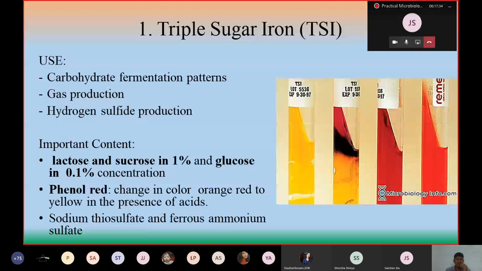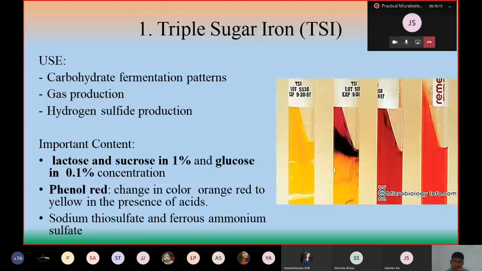The advantage of making this is, if the organism is saccharolytic, fermentative, then their first target will be glucose. Then only they will go for lactose and sucrose. So glucose will be depleted first, so fermentation of glucose can be easily detected. We'll see later how this glucose fermentation alone is detected, or glucose and sucrose fermentation is detected, or all three sugars are detected. We'll see the picture later.